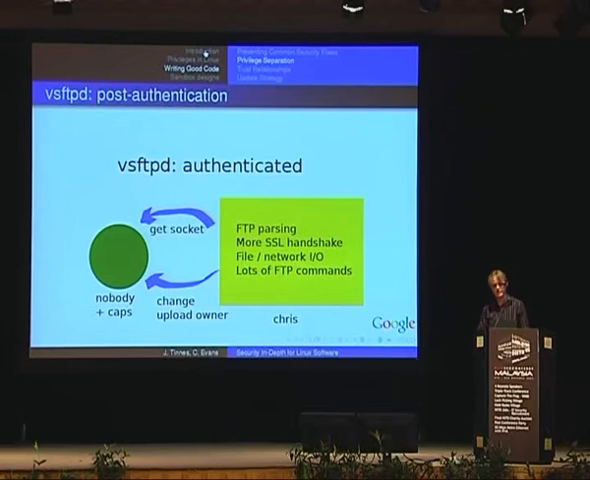So let's say I provide a valid username and password and I get a session now running as Chris. Slightly more trusted, hence the change in color, but Chris may still not have permission to run programs on that machine. He may still be a user that just has permission to download and upload some files. So we've got all of the untrusted stuff still going on in a separate process. So the expanded FTP protocol parsing, more SSL handshakes for the data connections, and so on.